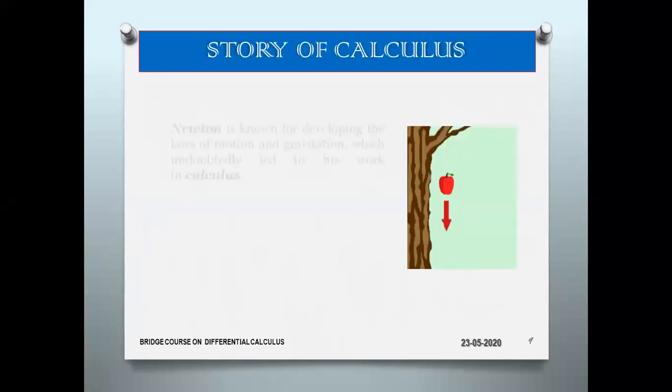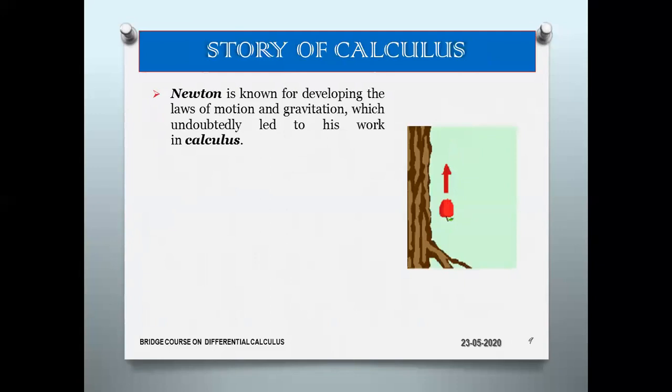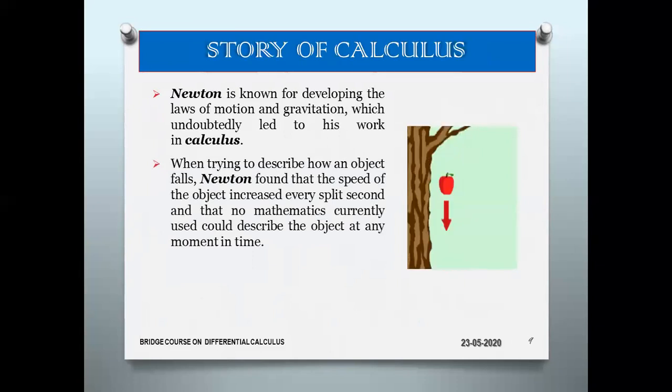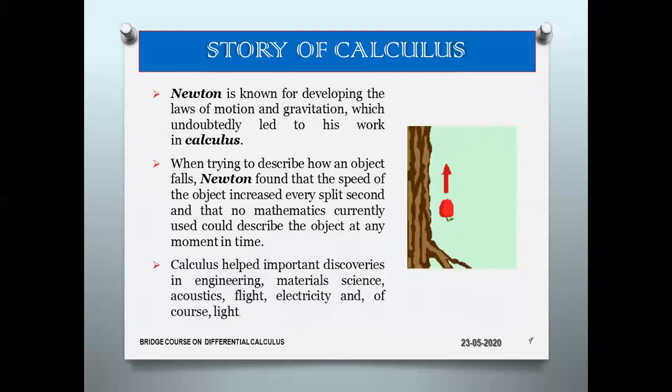So now what is the story of calculus? Actually, Newton tried to describe the speed of a falling object. When he did this, he found that the speed of a falling object increases every second. And gravity does not just make apples fall from trees, but it also holds us on the ground. Newton showed that gravity even makes the moon circle around Earth and Earth around the sun. So what is a rate? A rate is a measurement of how much something changes. So calculus helped important discoveries in the engineering field, such as material science, acoustics, flight, etc.